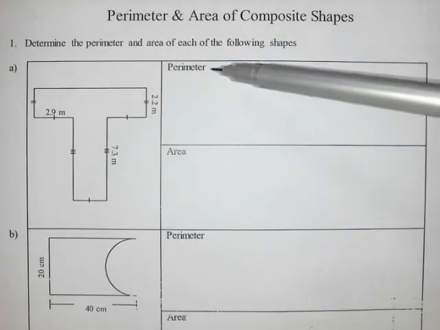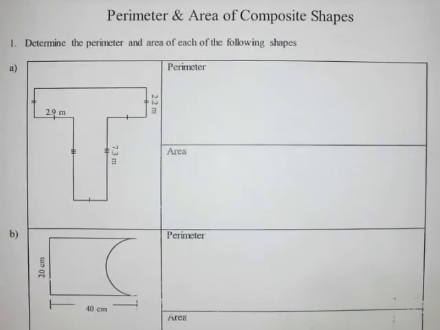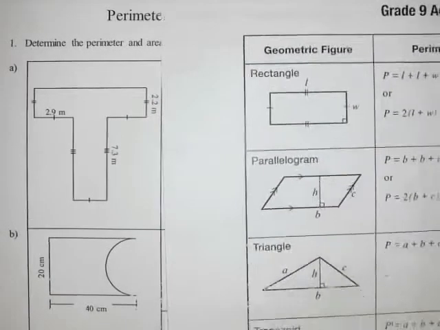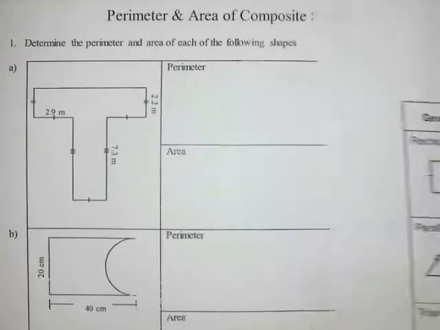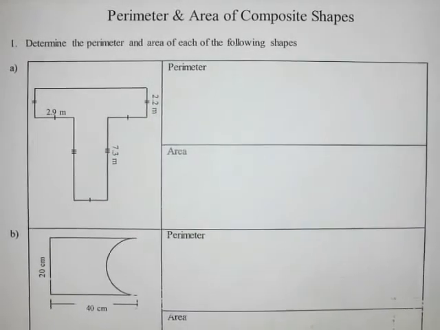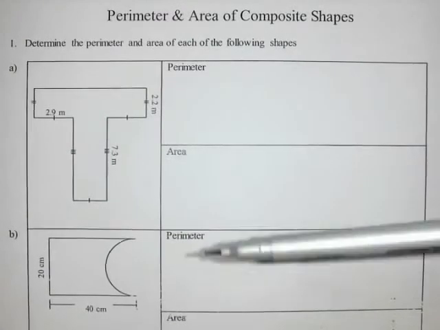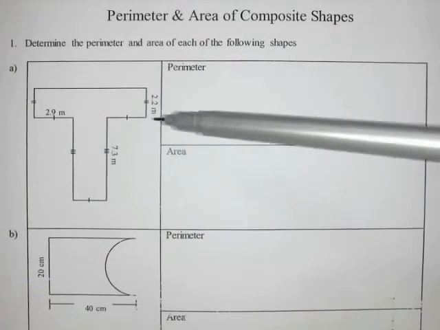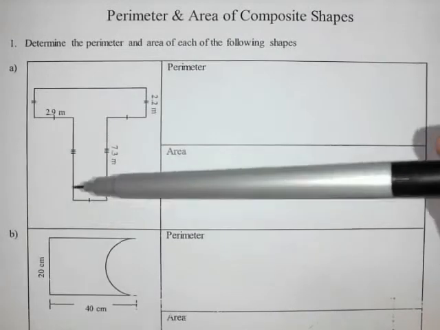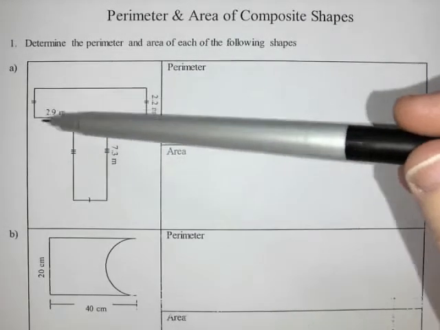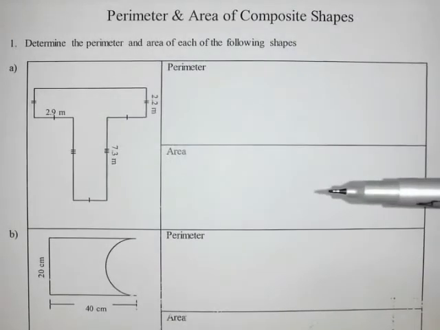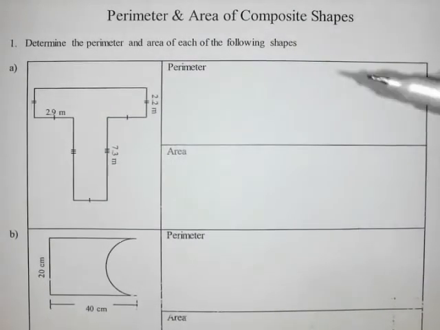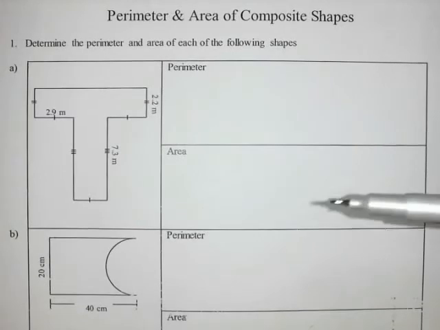To calculate perimeter and area, you will notice that this shape is not any one single shape on my formula sheet. It is two or more shapes combined together. Perimeter is just the distance around the outside of our shape, so all I'm going to do is add up all of my outside edges together. Sometimes you will have to calculate some of the missing sides before you can do your perimeter, which is what we're about to do.